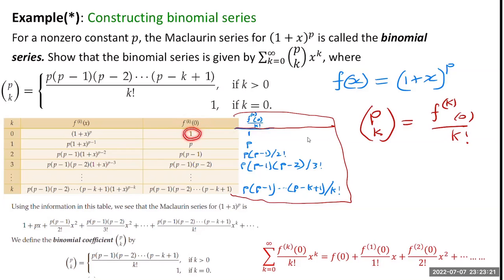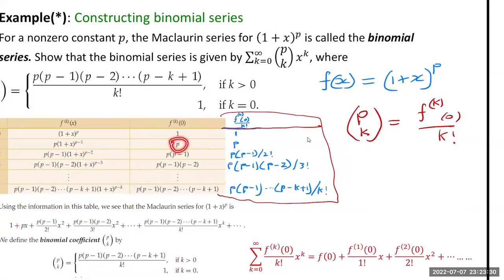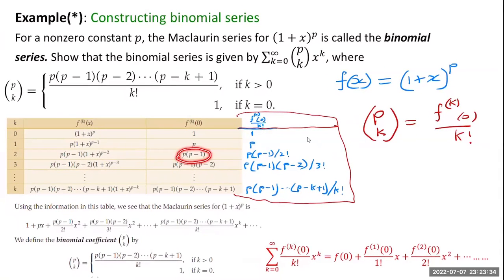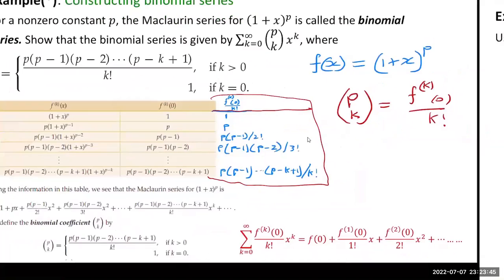So this is k equal to 0. If you divide this by 0 factorial, it's just 1. When k is equal to 1, if you divide this by 1 factorial, it is just p. And then this is when k is equal to 2, so you divide this by 2 factorial, you get this expression. So on and so forth. And this is the kth term. As you can see, this is the kth term.